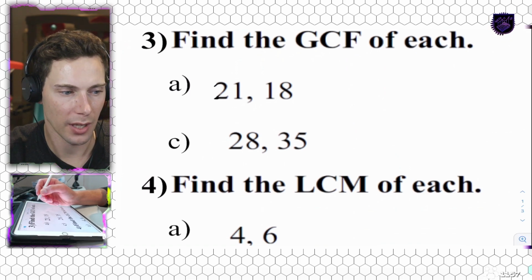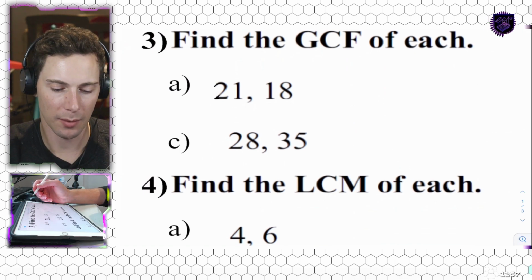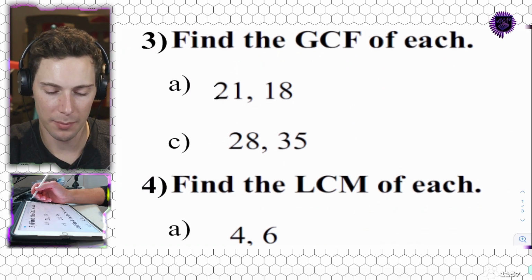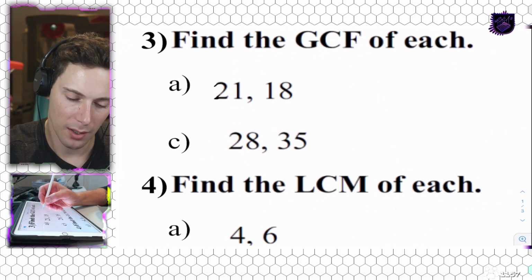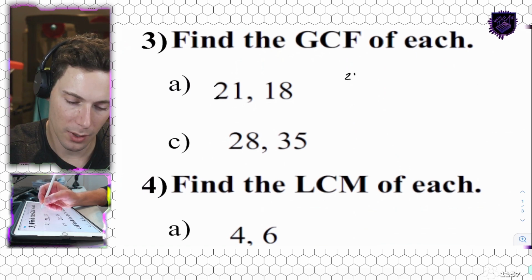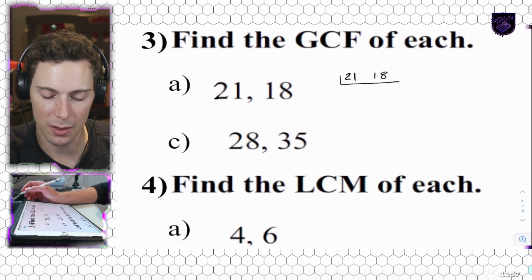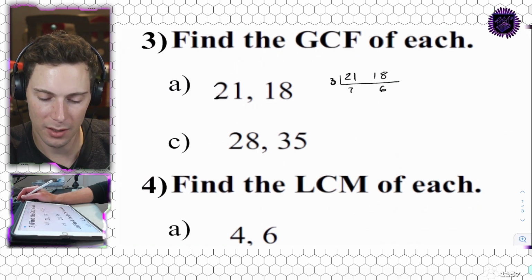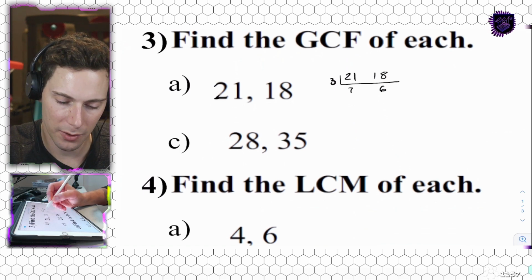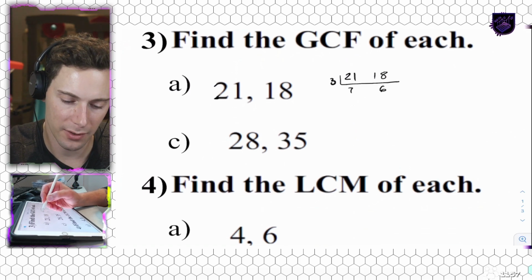Or you can use the ladder method and break these numbers apart to find the biggest prime number that goes into both of them. So let's do the ladder method. We go 21, we go 18, we write our line there, and we look for a factor that we know is in both of these. There's 3, and 7 and 6. Now, we look at the next 2 numbers, 7 and 6. Do they have a common factor? They do not. So the GCF is going to be 3.